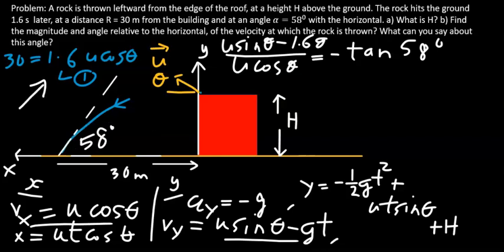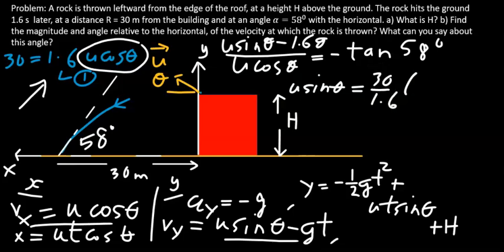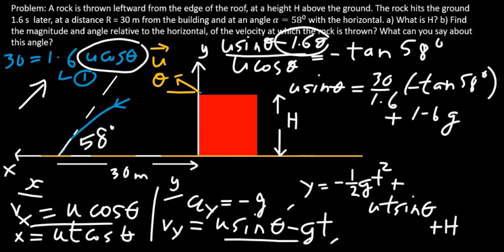From equation 1, we know u cosine theta is 30 over 1.6. So that enables us to obtain an expression for u sine theta, which will be 30 over 1.6 times minus tangent 58 degrees, and now bring this term to the right, it becomes positive 1.6 gravity. That means your u sine theta equals minus 14.31 meter per second.